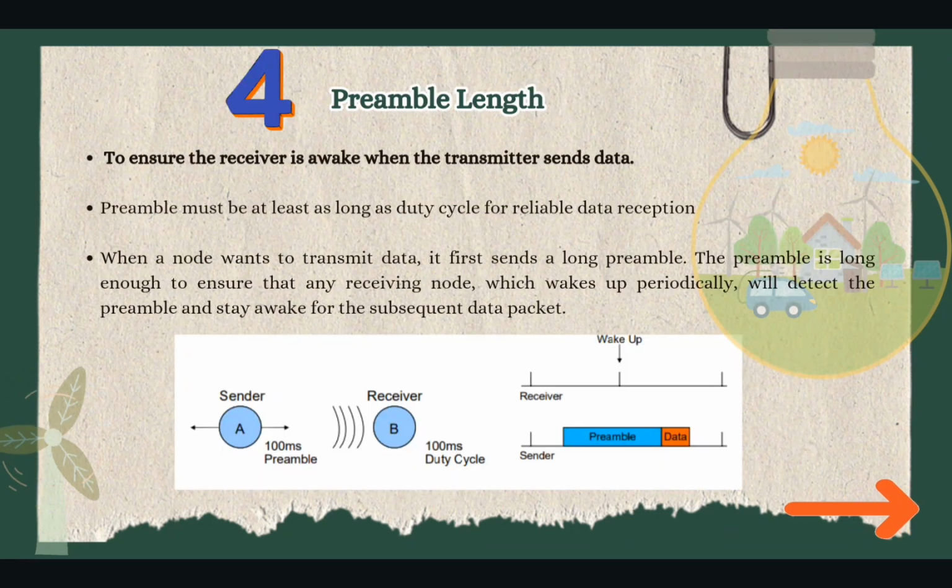Then preamble length. The purpose of preamble length is to ensure the receiver is awake when the transmitter sends data. The preamble must be at least as long as the duty cycle interval for reliable data reception. When a node wants to transmit data, it first sends a long preamble. The preamble is long enough to ensure that any receiving node which wakes up periodically will detect the preamble and stay awake for the subsequent data packet.